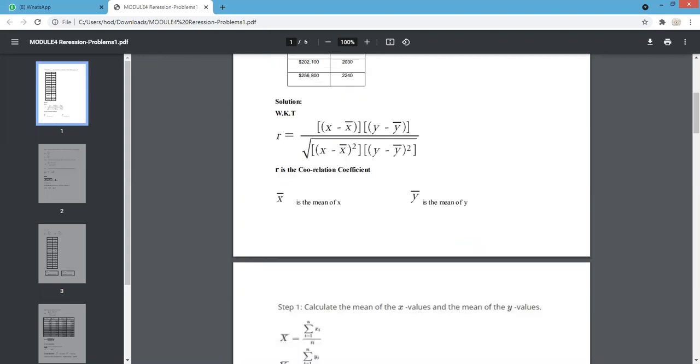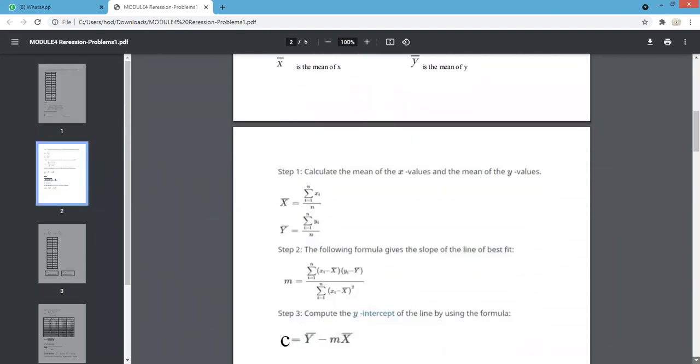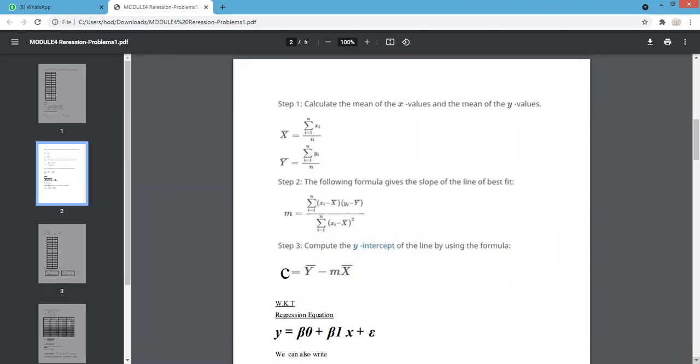Now the first step is to find y is equal to mx plus c. We need to find out what m is and what c is. To do that, in our formulas we have x bar and y bar. So as the first step, you have to calculate the mean of the x values and the mean of the y values.